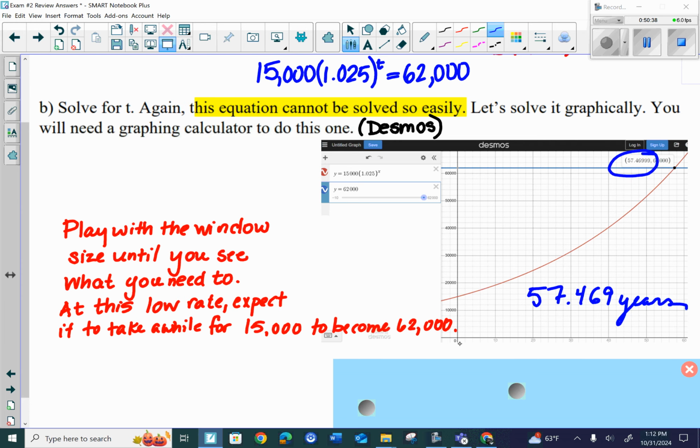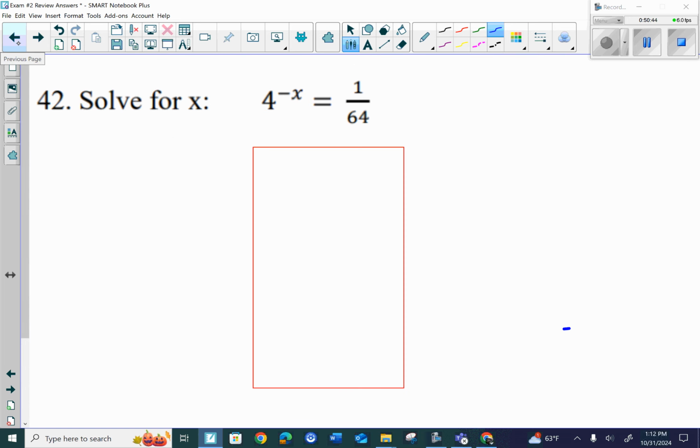Don't worry too much about the rounding. You could say 57.47 years. Number 42. So for x, again, we look at this and go, oh, there's a 4, there's a 64. Things look kind of fishy here.